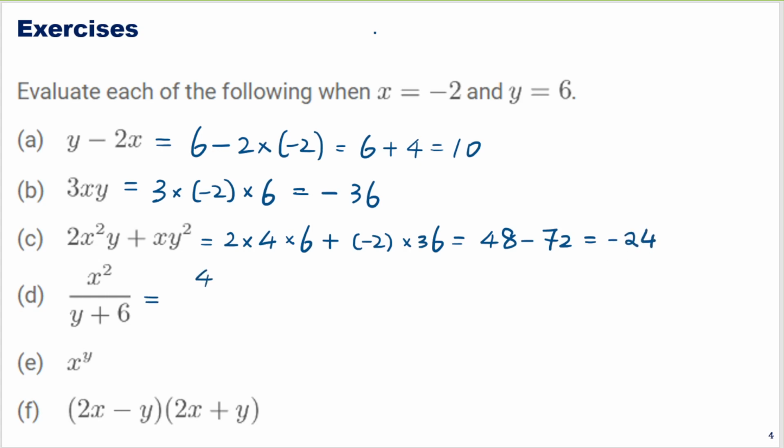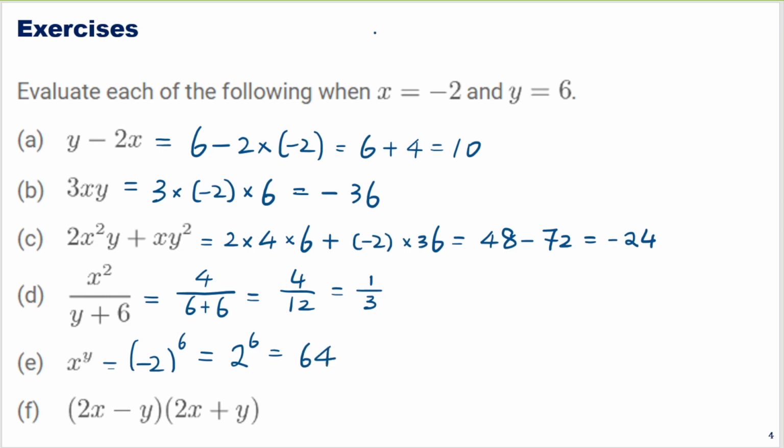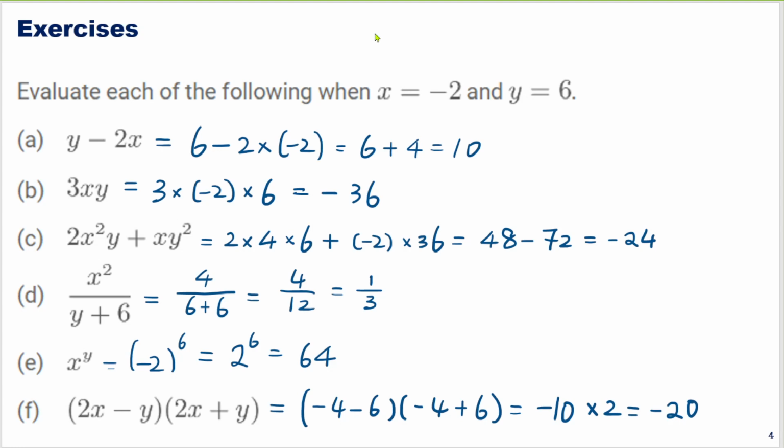Okay, next one, x squared is 4, y is 6 plus another 6, which is 4 over 12, which simplifies to 1/3. Next one, x is negative 2 raised to the power of 6, and that's actually 2 raised to the power of 6, right? So what is 2 raised to the power of 6? That's actually 64, right? You follow me? Okay, last one. 2x is negative 4, minus y, then 2x plus y, which is negative 10, times 2, which is negative 20, right? Did you get this correctly? Any questions?